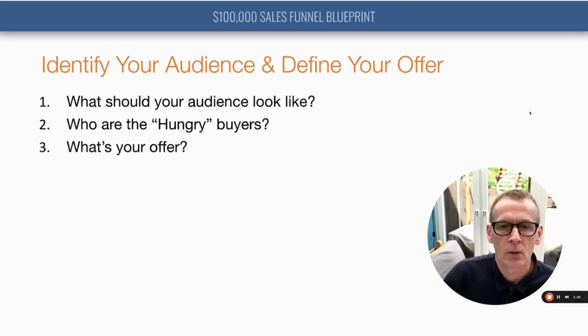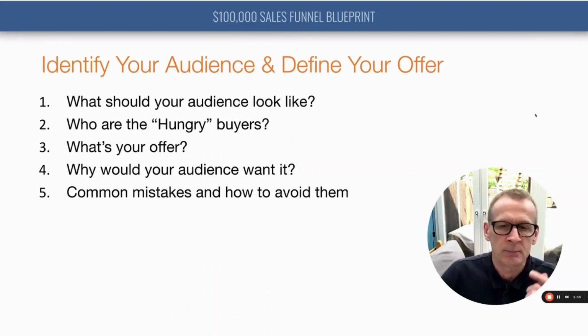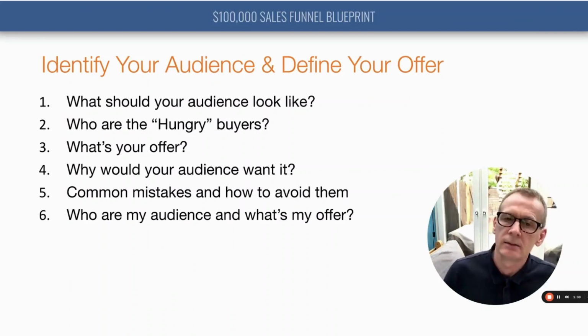We're going to explore what your offer actually is, why your audience would want it, and some common mistakes and how to avoid them. And also, what are my audience characteristics and what's my offer? So, really starting from the strategic level of thinking about your audience and your offer, but then also sharing with you exactly what my audience and offer are, so you can see how we go from the strategic side to actually a product.